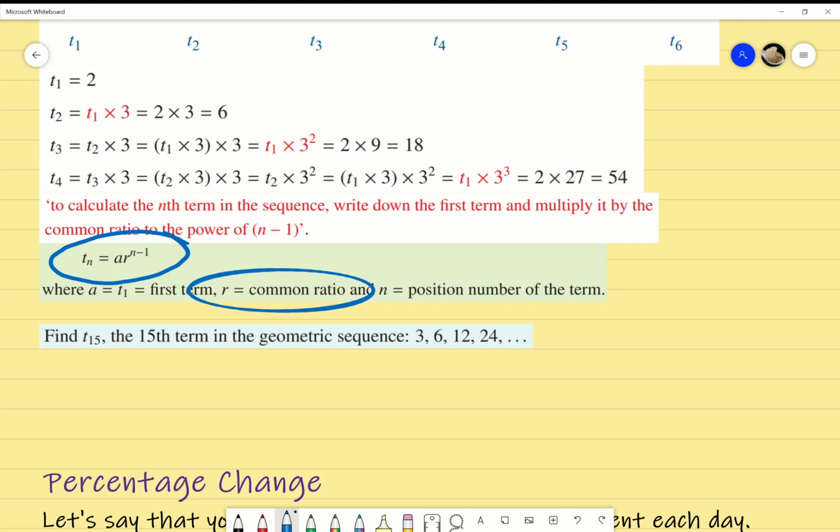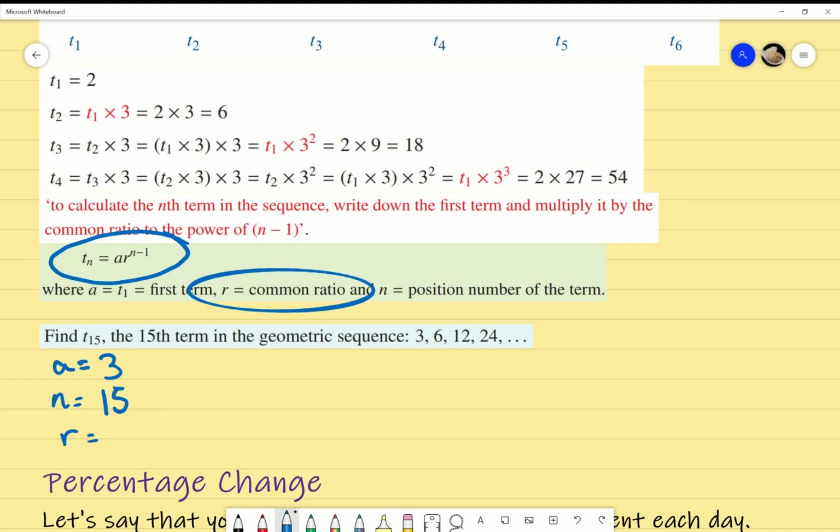A, the first term. Good. What's the last one? N. Thank you very much. Let's identify them. Let's go A, our first term, which is 3. I know that N is going to be 15, because that's my 15th term I'm looking for. And finally, R, what's the value of R?